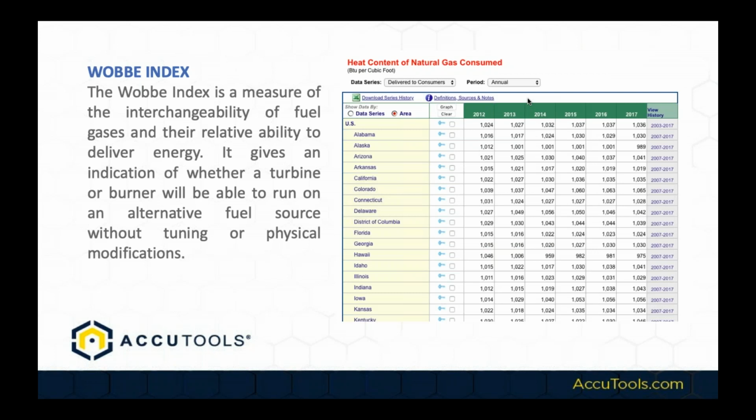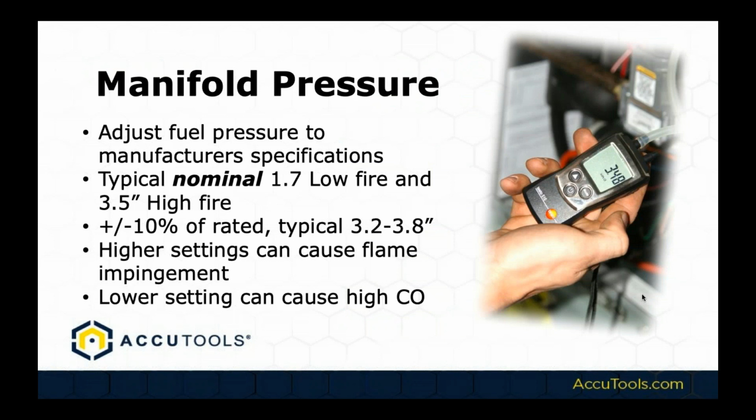Now, part of the reason that setting fuel pressure correctly is so important is called the Wobbe index. And it's just a measure of the interchangeability of fuel gases and their ability to deliver energy. And I just grabbed this from the EIA. It's the heat content of natural gas consumed, by state and by year. And you can see here you have heat content 1036, 989 in Alaska. You have 1056 in Iowa, and it goes up probably to 1070. You see a 1065 there. The heat content of gas varies all over the country. And so when we're setting a furnace up, we have to account for that.